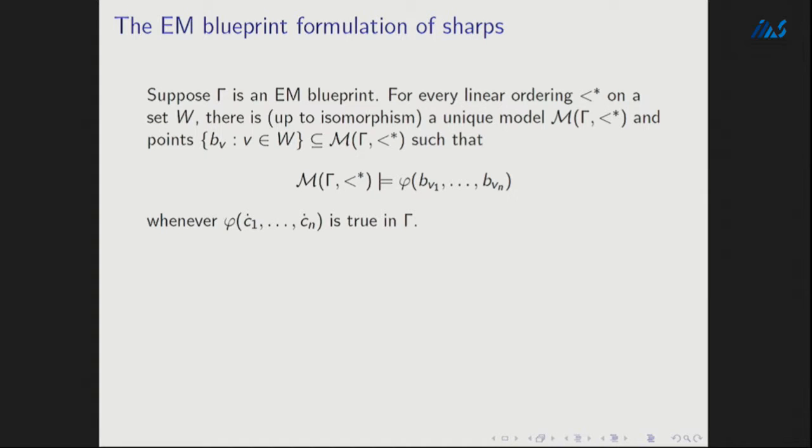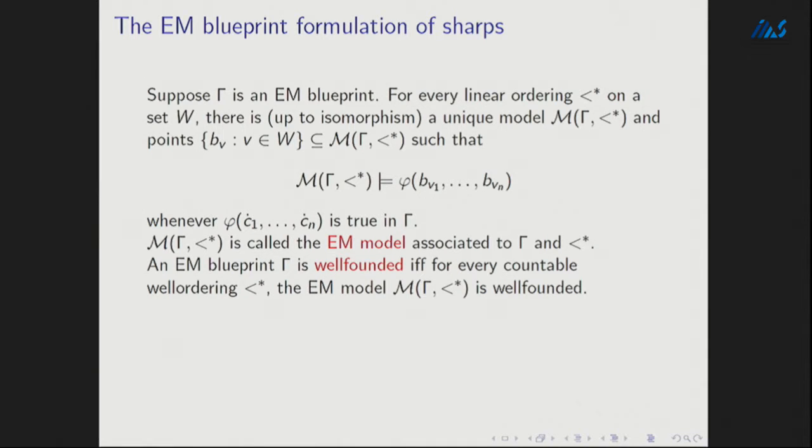And for every EM blueprint, for every linear ordering, there is a unique model. This comes out of the model theory, and it is called the EM model. It contains those points coming from the well-ordering on the set, so that this model is Skolem generated by those points, and it satisfies the axioms in the EM blueprint. So this is the EM model, as many people are familiar with. And an EM blueprint is well-founded if for every countable well-ordering, the EM model is also well-founded. So well-foundedness of an EM blueprint is pi12.